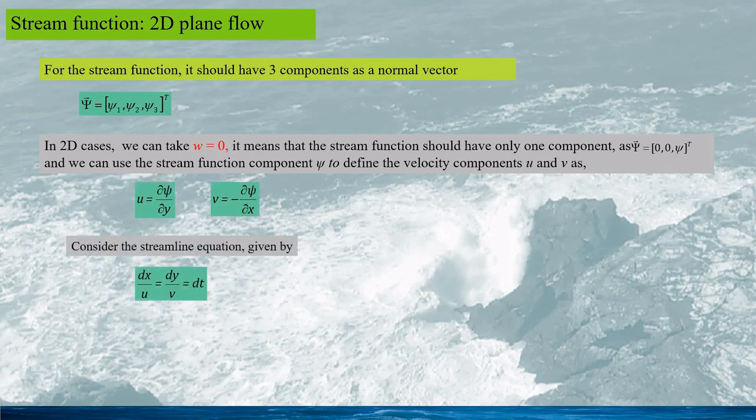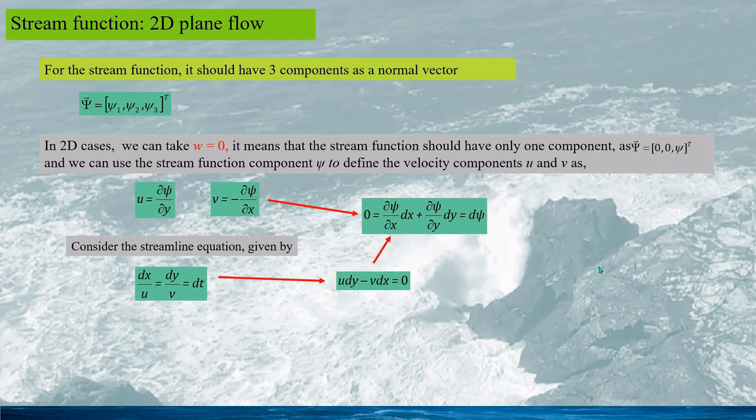Now consider the streamline equation given by this, and write the equation into this. Combine this together, we can get the equation as this. This means the differential of the stream function on the streamlines is always 0. It means the stream function is a constant on a given streamline. And this is the main reason why it is called the stream function.